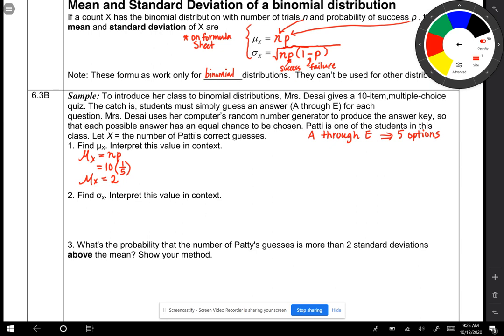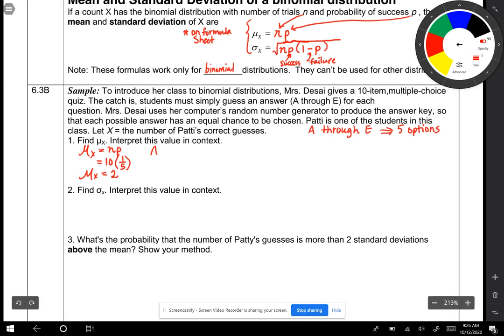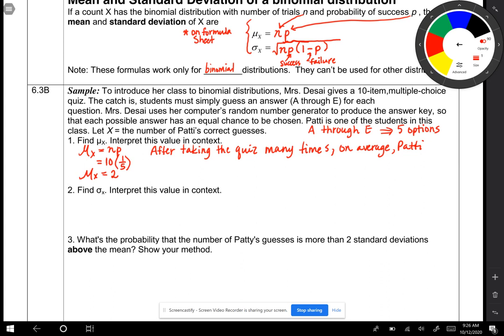Then we have to interpret it. After taking the quiz many times, on average, Patty would guess 2 questions correctly, or we would expect. It's probably better to say expected.